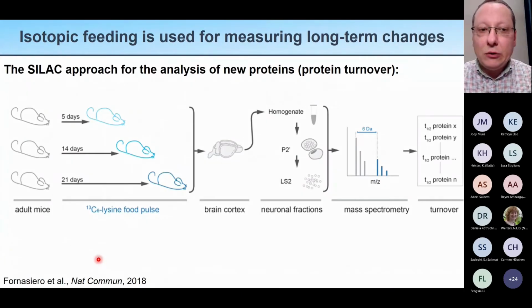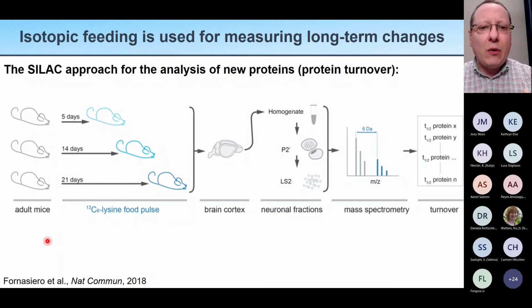Well, how can you do that? One approach is, as you already heard from Dr. Steinhäuser, you can take mice and feed them with isotopic food, like 13C lysine or something like that. Then you can take the brain and smash it up, and then you can look into the lifetimes and changes of different proteins. That's for sure something you can do. This is the classical SILAC approach. We do this as well.